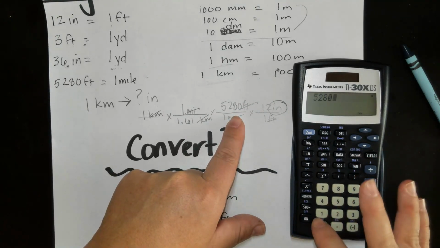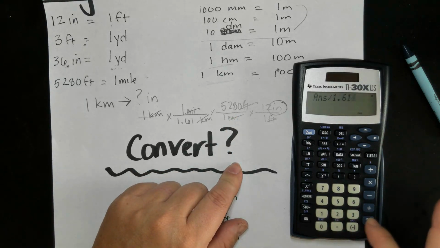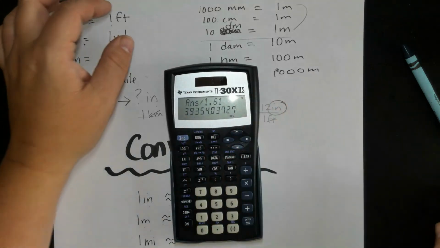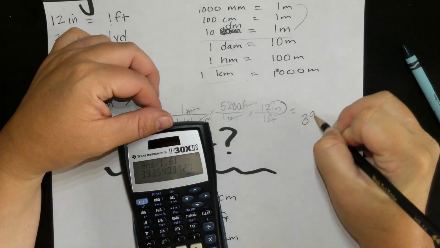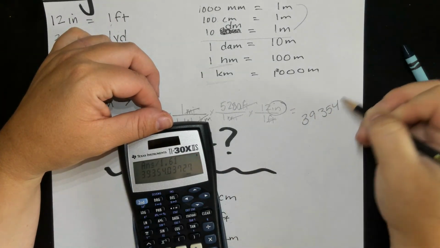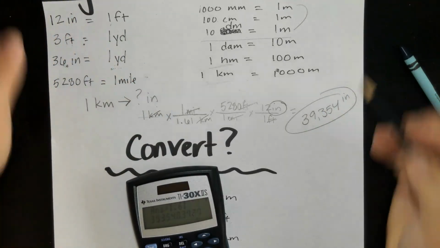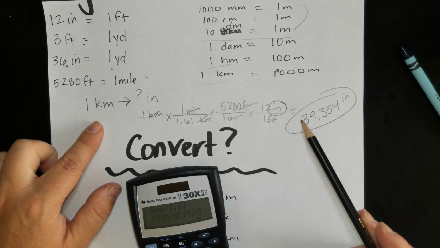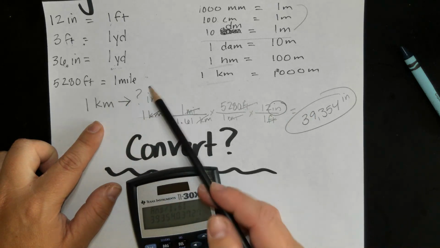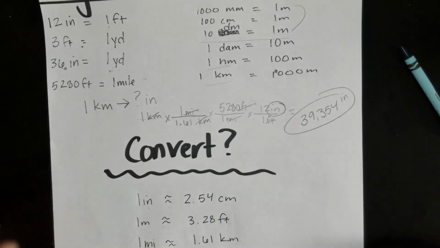Okay, 5280 times 12 divided by 1.61. Okay, so you can see an answer here, which is pretty large. 39,354 inches. Okay, so a kilometer compared to inches, look, the numerical value is way larger because a kilometer is way larger than an inch. Okay, just a brief little look at doing some conversions. We will focus on those later in class.